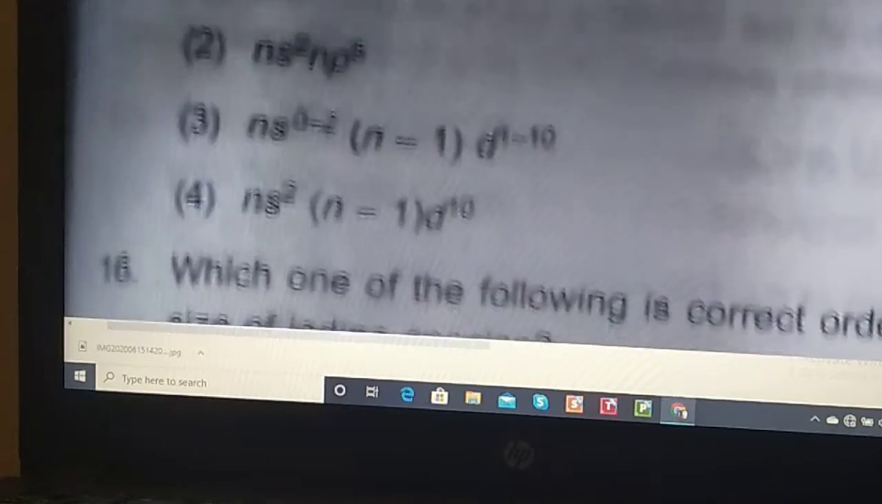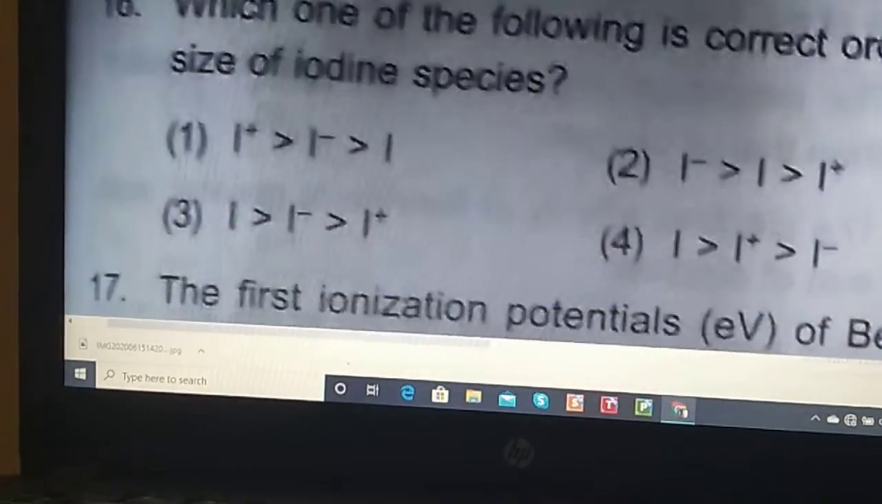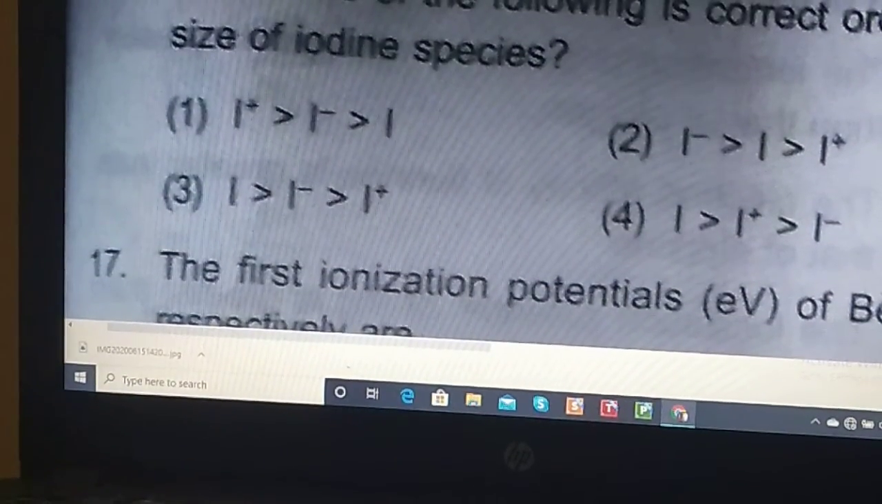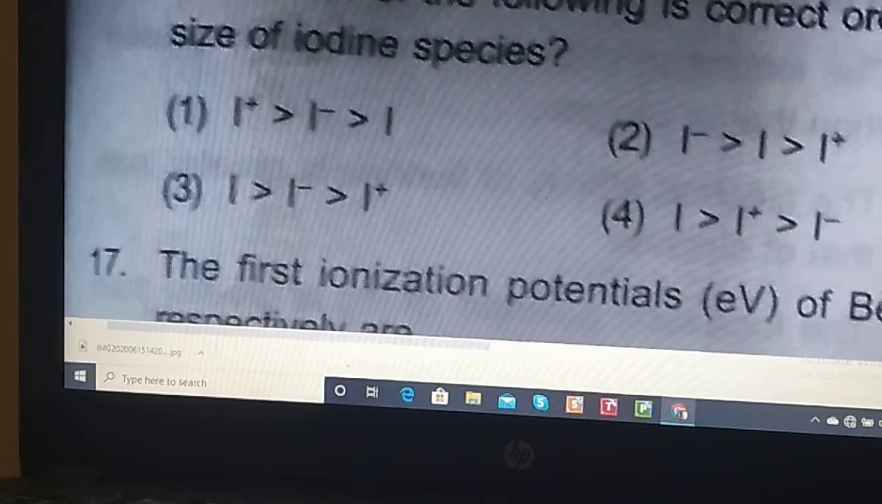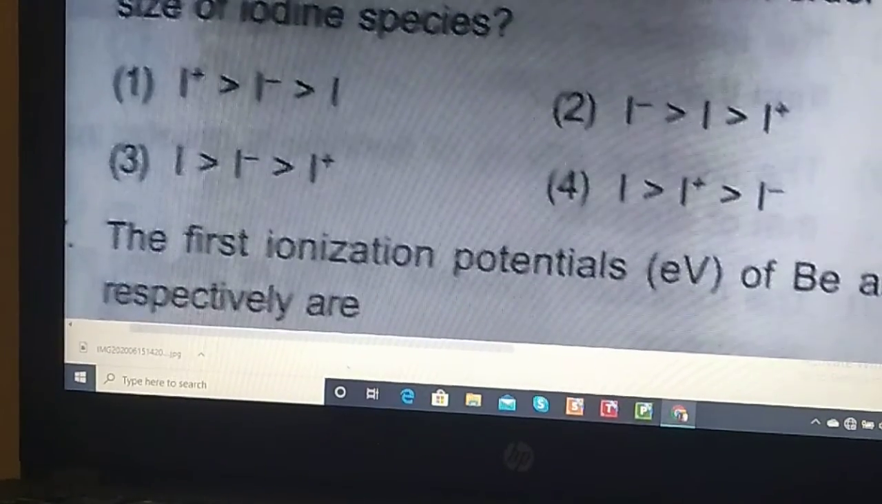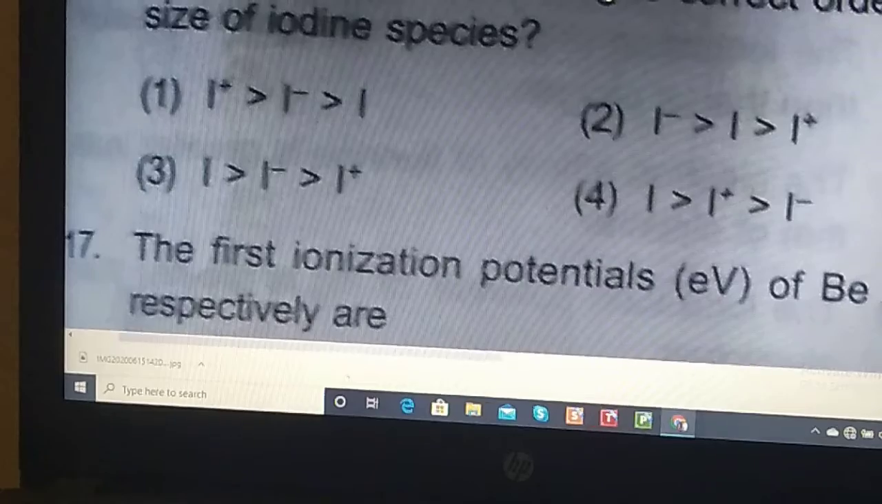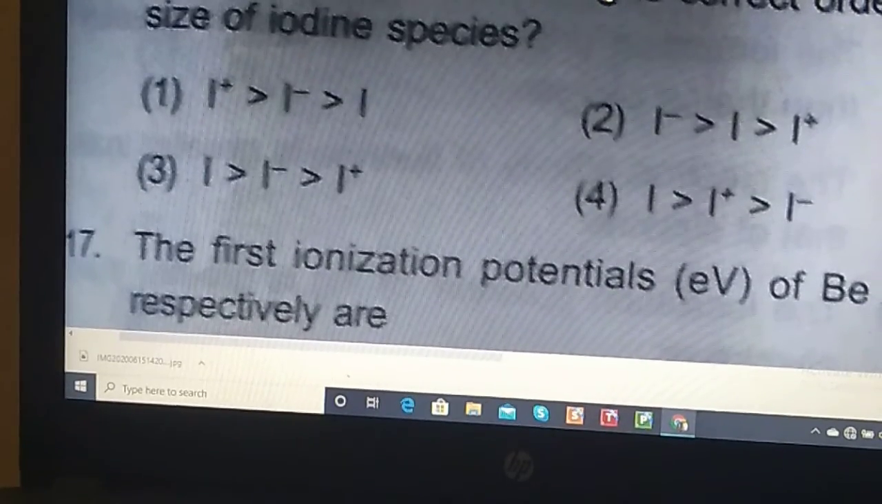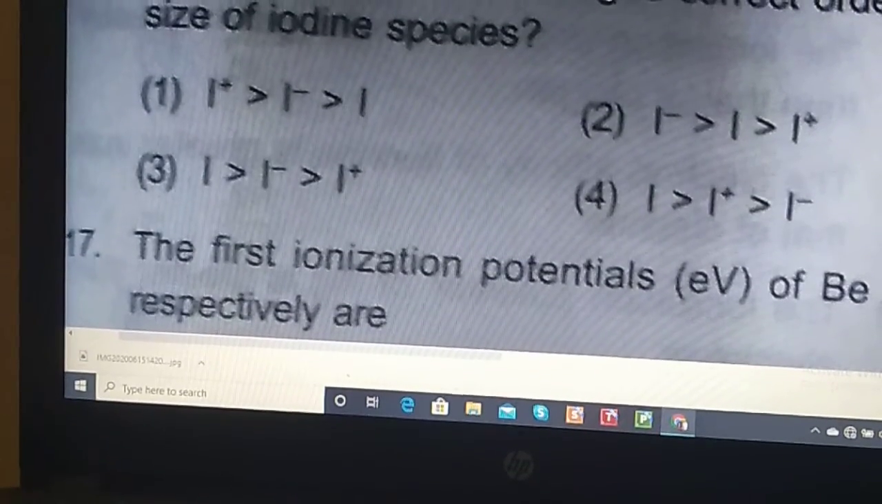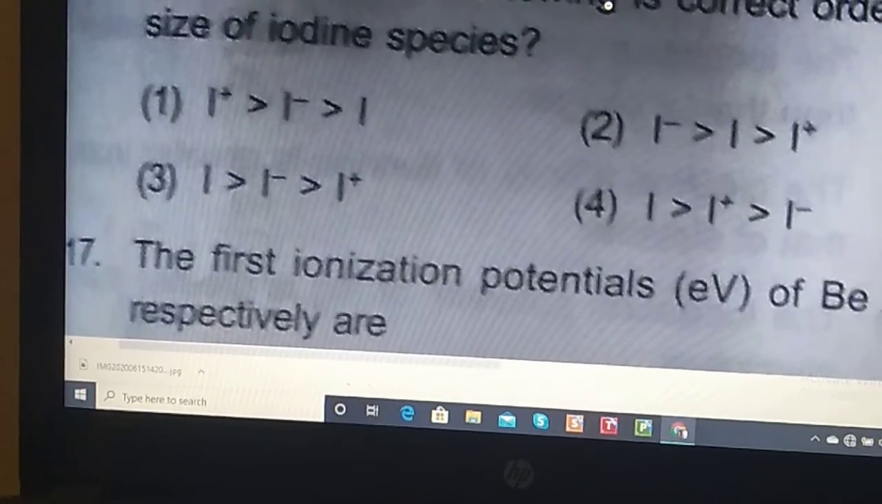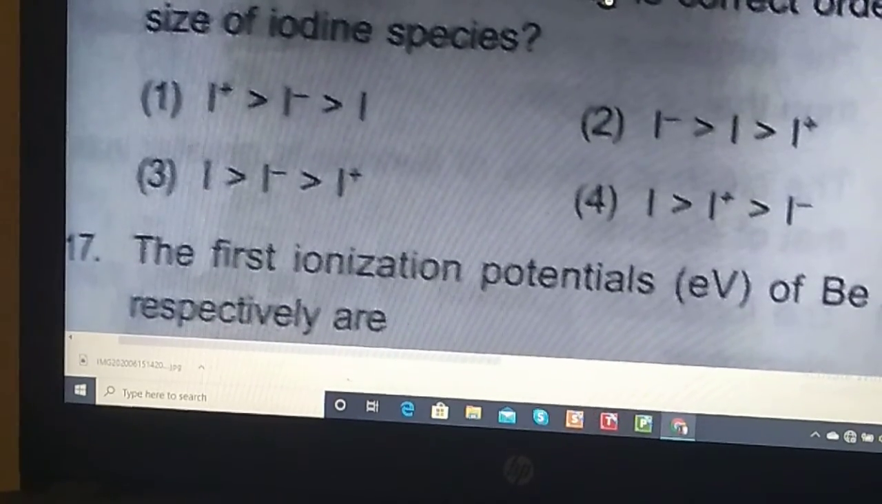Now let us move on to question number 16, student. What is question 16 saying? Which one of the following is the correct order of the size of iodine species? So dear student, there are I minus, I, and I plus. You know an anion, having negative charge, has more size than the positive charge.